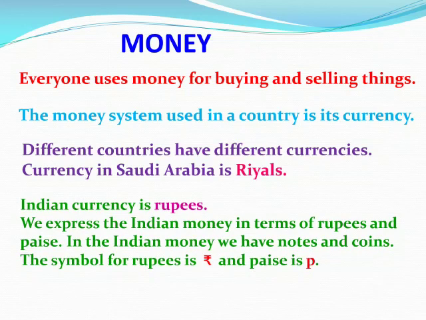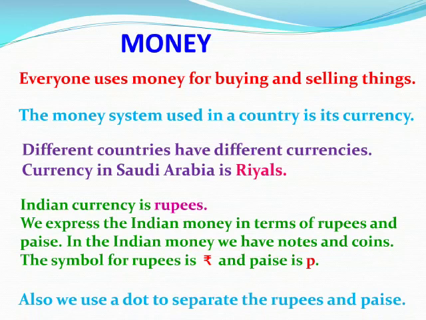In the Indian money, we have notes and coins. The symbol for rupees is this and paise is P. Also, we use a dot to separate the rupees and paise.